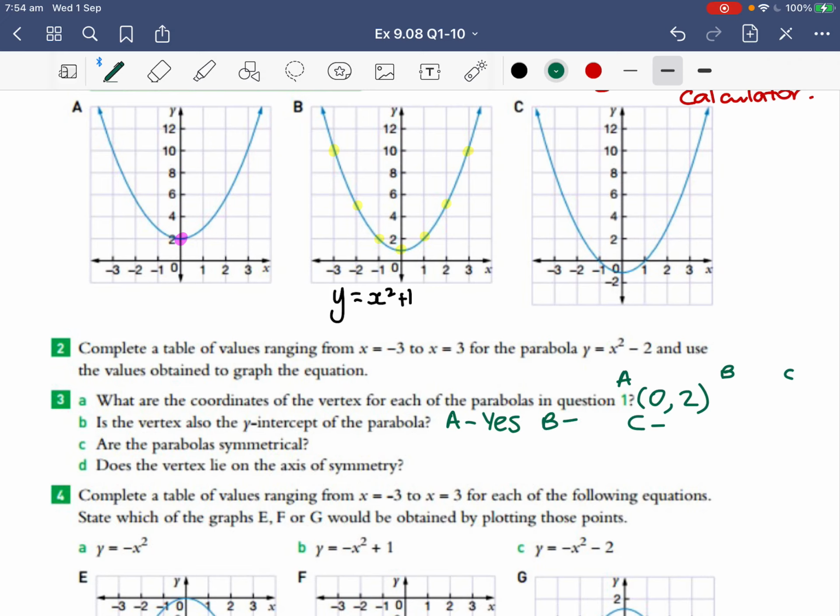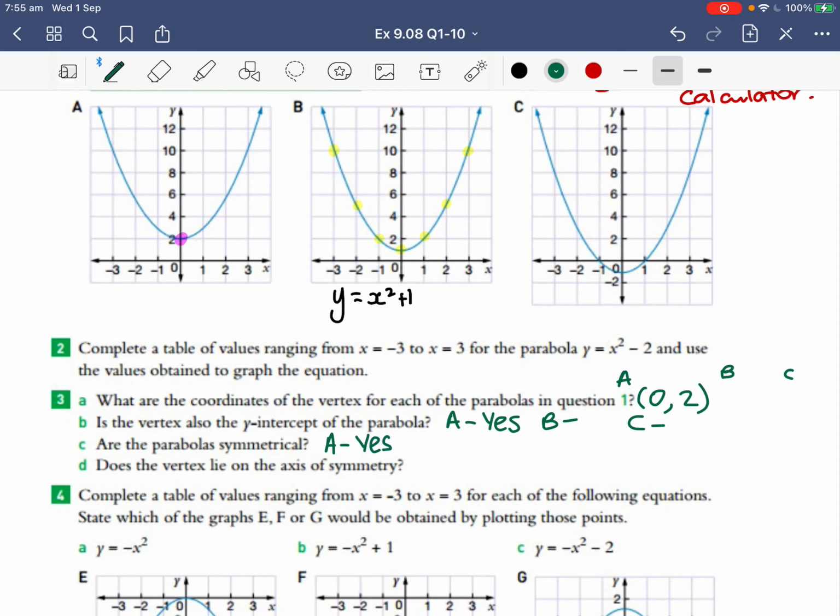Are the parabolas symmetrical? When something is symmetrical, it means if I was to fold the parabola in half here, this bit here would lie on this bit here, which is the case. So for A, the answer is yes.